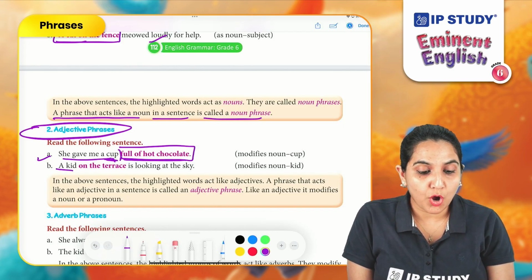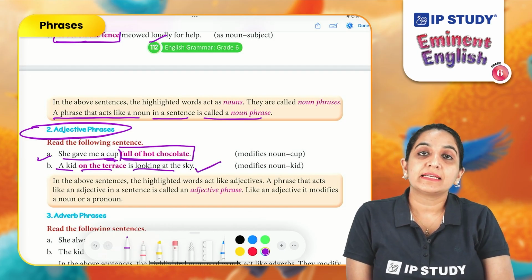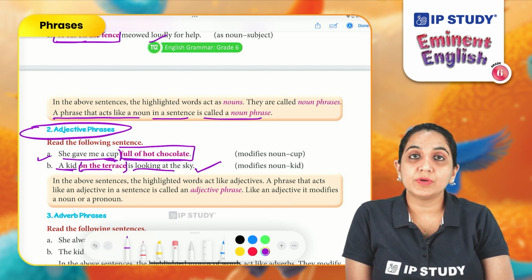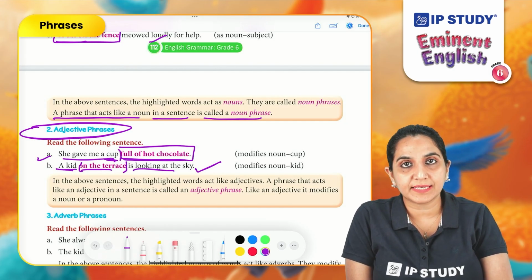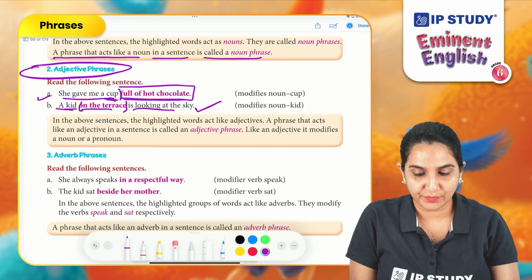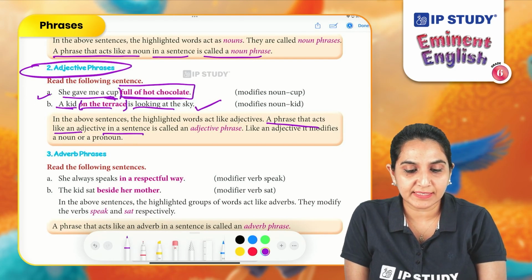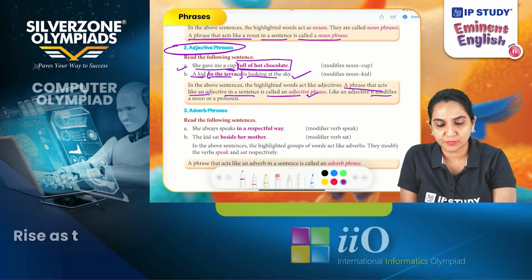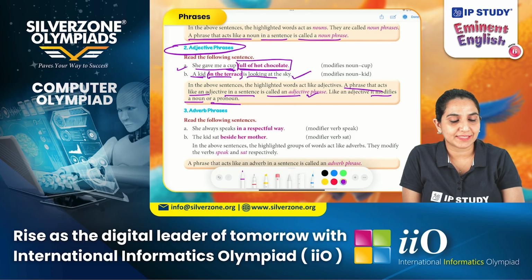A kid on the terrace is looking at the sky. Now here, the phrase "on the terrace" is modifying a noun, kid. Who is looking at the sky? A kid. Which kid is looking at the sky? On the terrace. This is an adjective phrase. A phrase that acts like an adjective in a sentence is called an adjective phrase. Just like an adjective, it modifies a noun or a pronoun in a sentence.